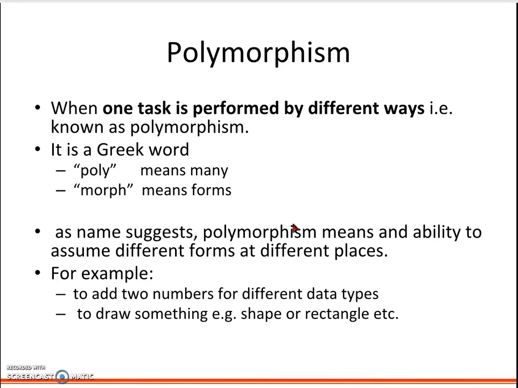And the last one is polymorphism. When one task is performed in different ways, it is known as polymorphism. This is a Greek word. Poly means many, morph means forms. So there are many ways we can do the thing.